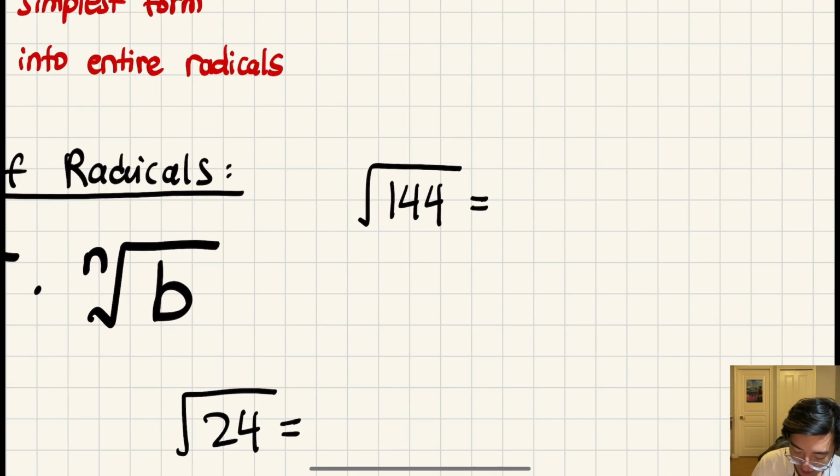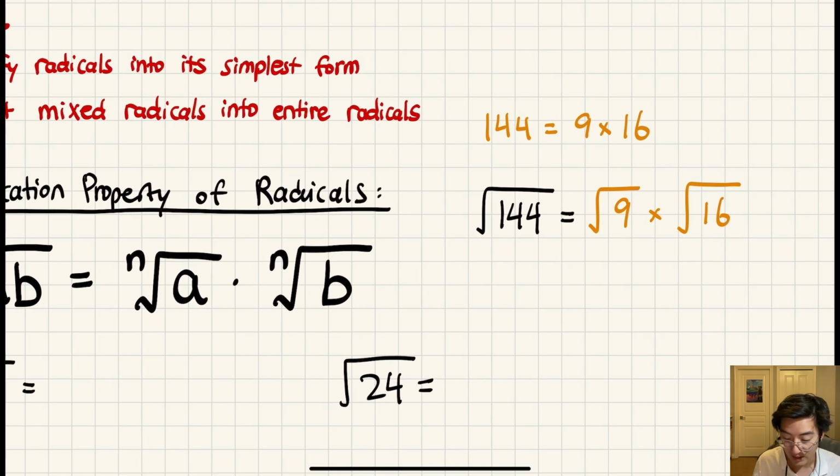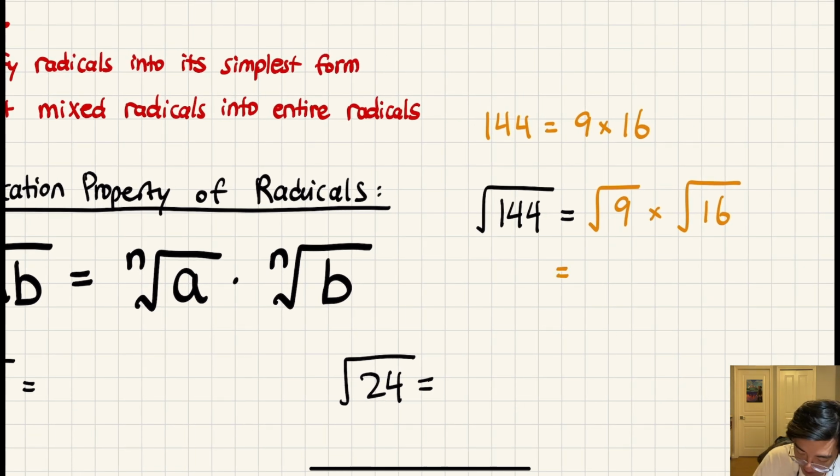For example, let's take the square root of 144. We can write 144 as 9 times 16. So the square root of 144 equals the square root of 9 times the square root of 16, because of the multiplication property of radicals. The square root of 9 is 3, the square root of 16 is 4, which means that the square root of 144 is just 12.